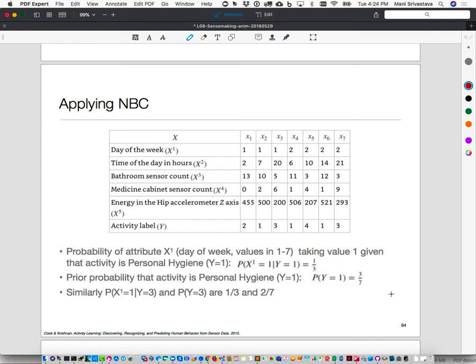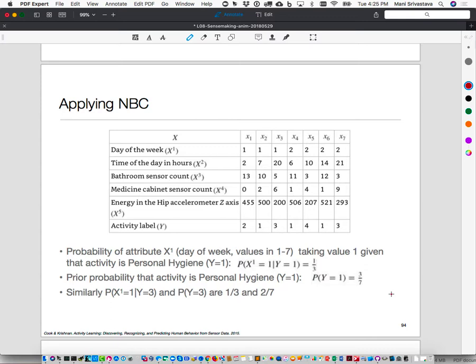This is again that running data set we had of accelerometers, or inertial sensors on the person and other sensors out there. From that Washington State data set, what we have is the following. These little x's, x1 through x7, represent 7 windows of observations, and the rows represent the different features, different attributes in the feature vector. It includes day of the week, time of the day, hours, bathroom sensor count, medical cabinet sensor count, energy in the hip accelerometer z-axis, and activity level. So 5 features, and the bottom row is the ground truth. That's the label we have.